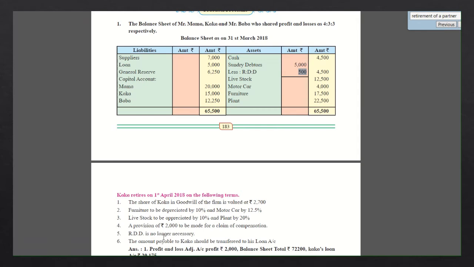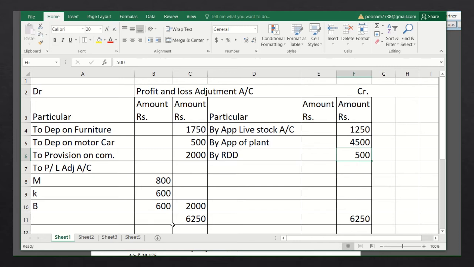After that, the amount payable to Kaka should be transferred to his loan account. Whatever amount is calculated as the closing balance, that is the payable amount to Kaka, and that should be transferred to his loan account. This information is given. So now all the adjustments are over.